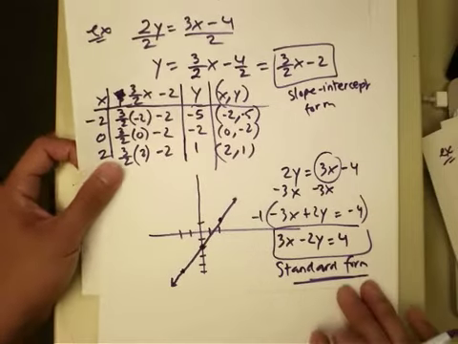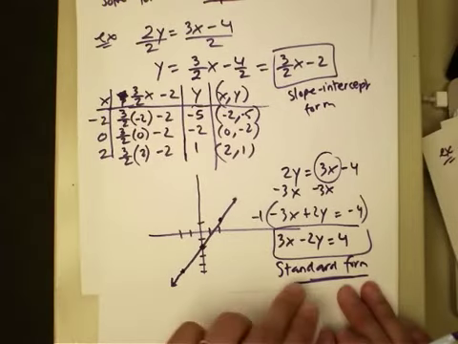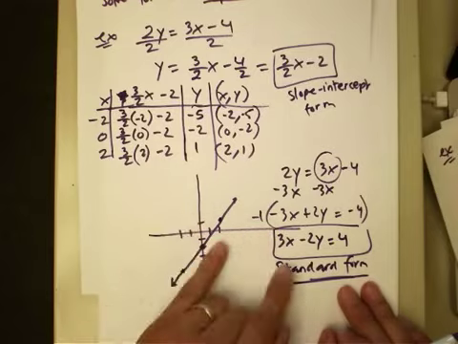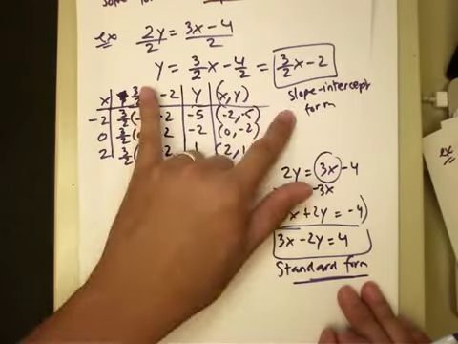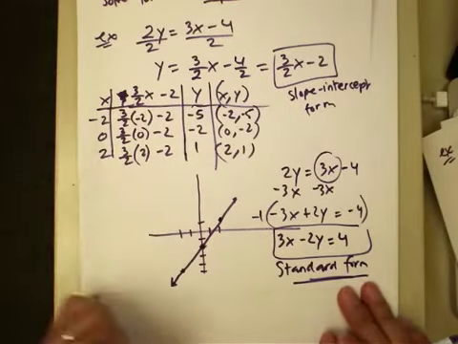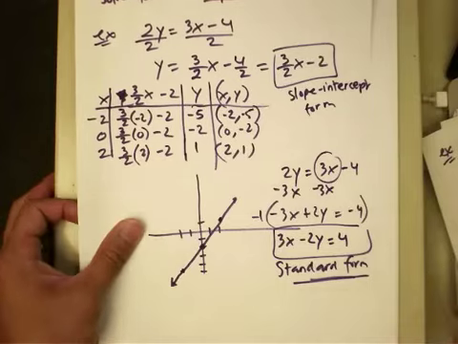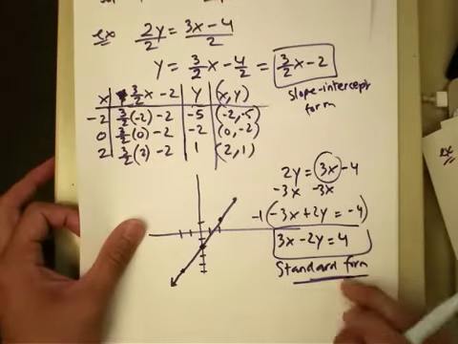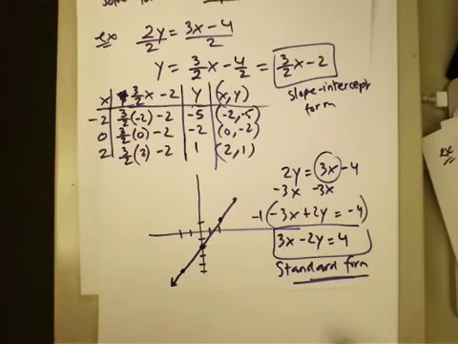So there are 2 forms that I need you to be aware of. Standard form, which is all the x and y on one side. Slope intercept form, just the y on one side. Okay, so keep that in mind. So I guess that's it for graphing a function using a table.